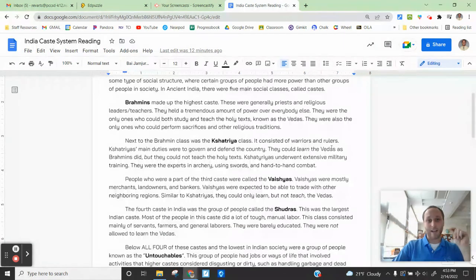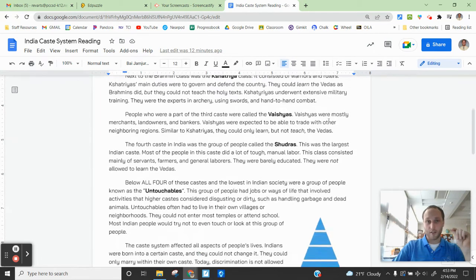Brahmins made up the highest caste. These were generally priests and religious leaders/teachers. They held a tremendous amount of power over everybody else. They were the only ones who could both study and teach the holy text known as the Vedas. They were also the only ones who could perform sacrifices and other religious traditions.